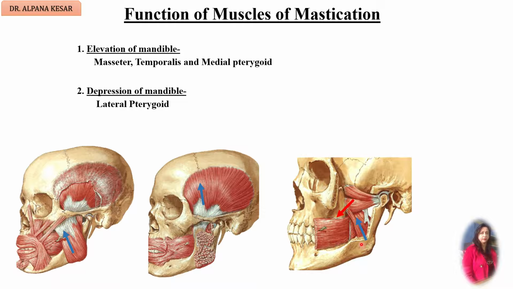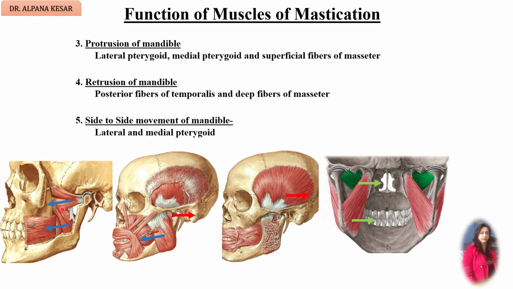Summarizing the functions of muscles of mastication, elevation of mandible is brought about by masseter, temporalis, and medial pterygoid. Depression is brought about by lateral pterygoid muscle. Protrusion or forward movements of mandible is brought about by the lateral pterygoid muscle, the medial pterygoid muscle, and the superficial fibers of masseter. Retrusion or backward movement of mandible is brought about by the posterior fibers of temporalis muscle and the deep fibers of masseter. Side-to-side movement is brought about by the lateral pterygoid and the medial pterygoid muscles.